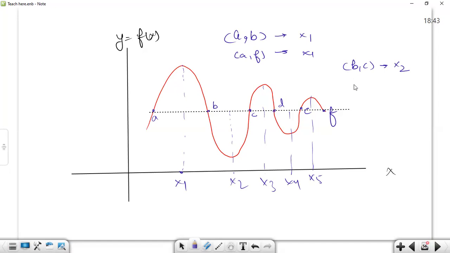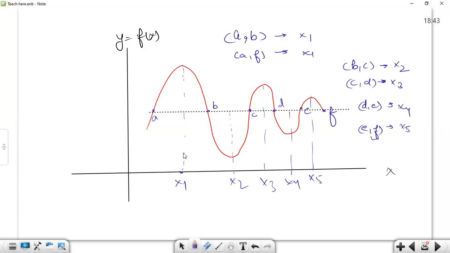And let's talk about C and D. The function is maximum at x3 in C and D. Otherwise, it is maximum at x1. For D and E, the function is minimum at x4. For E and F, the function is locally maximum. For this particular interval only, the function is locally maximum at x5.